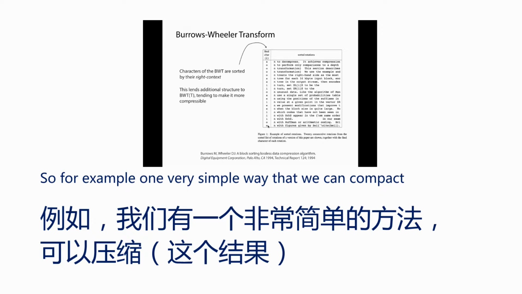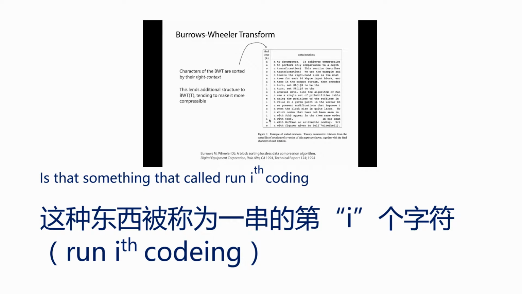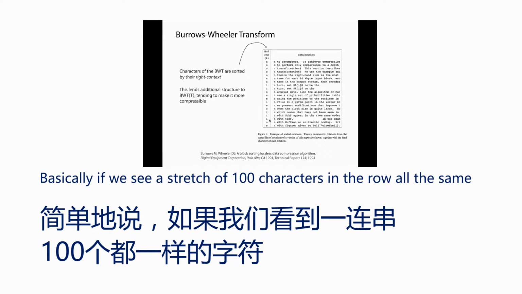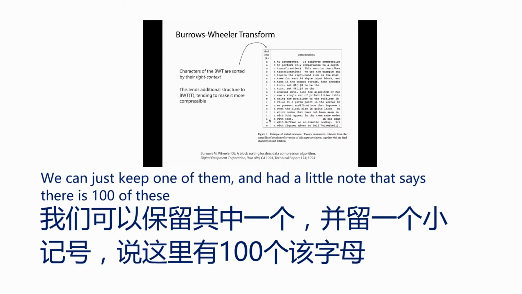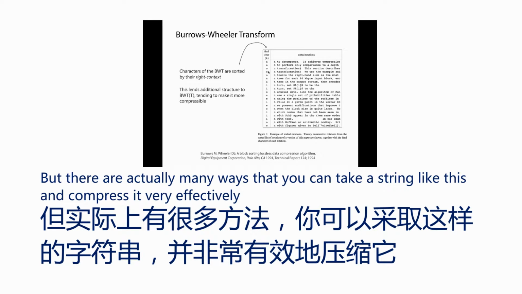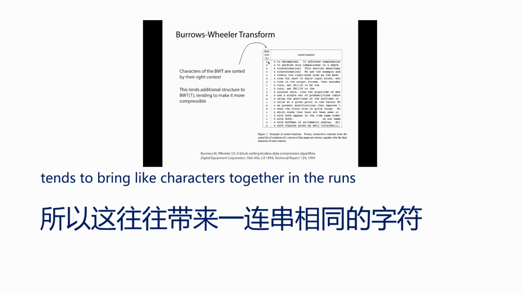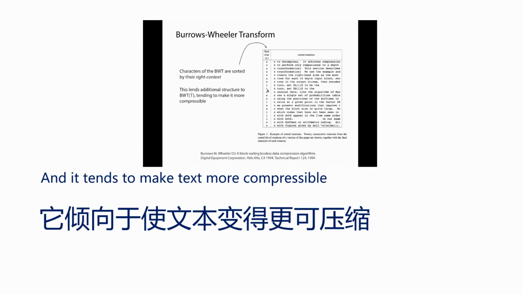So, for example, one very simple way that we can compact a string like this that has lots of repeated characters is with something called run length encoding, where basically if we see a stretch of 100 characters in a row that are all the same, we don't have to keep all 100 of those characters. We can just keep one of them and then add a little note that says there's 100 of these. That's one example, but there are actually many ways that you can take a string like this and compress it very effectively. So the Burrows-Wheeler transform, because it sorts by right context, tends to bring like characters together into runs, and this tends to make the text more compressible.